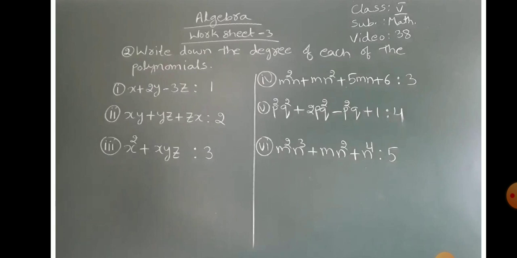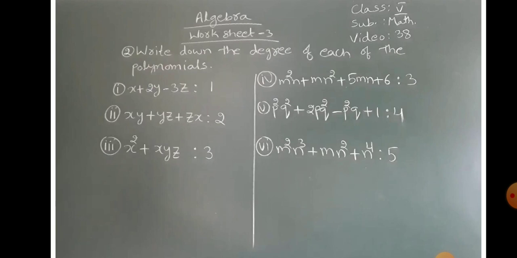Next, coming to the second question. In each and every term we can see two variables. In the first term we have xy, means x power 1, y power 1. To find the degree of xy, we should add the powers of variables. So here x and y are the variables. That's why their powers, if you add 1 plus 1, it becomes 2.